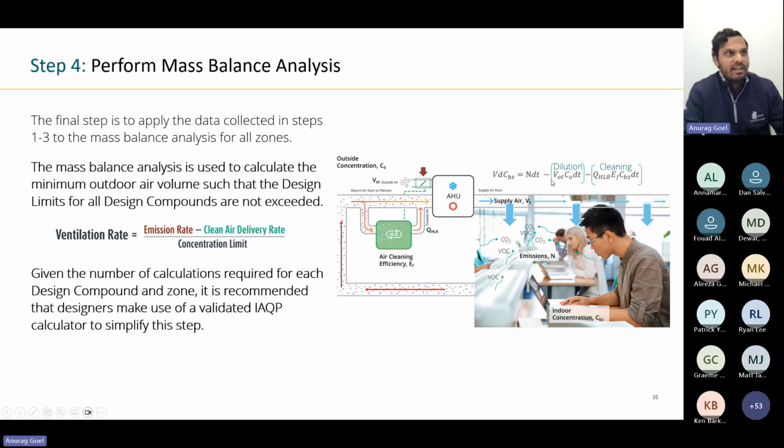Now there's a negative sign in front of dilution and a negative sign in front of air cleaning. So if we know the outdoor concentration of CO2, we can figure out how effective outdoor air can be to offset some of my CO2 load in the space. And if we know the efficiency of removing CO2 from the air cleaning device and the amount of airflow going through the air cleaning device, we can take credit for some air cleaning to offset some of my CO2 load in the space while being below the concentration limit.